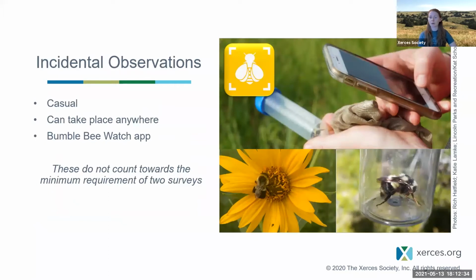And then the last thing that we want to mention here are incidental observations. So these do not count towards your required bumblebee surveys. This is just a way for you to submit observations at any point in time, right? Once you start looking for bumblebees, it's sort of like you're catching the bug. You want to do it all the time. So whether you're at your friend's barbecue, or maybe you're just in your backyard or walking the dog and you see a bumblebee, you can take a photo of that and submit it using the Bumblebee Watch app or uploading a photo to the web browser.